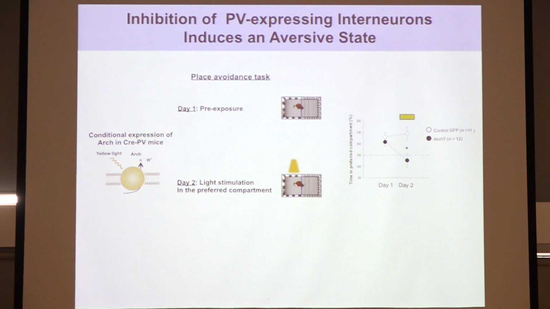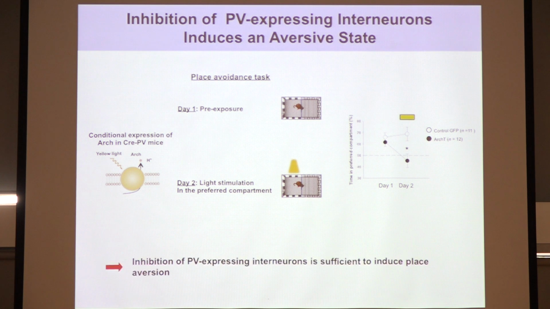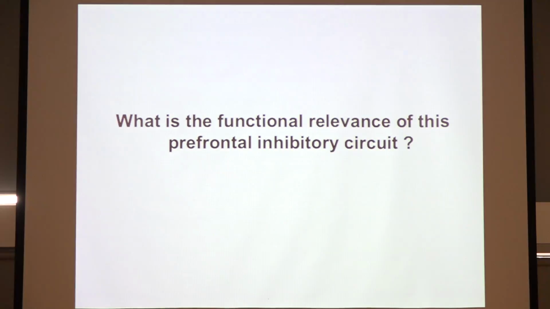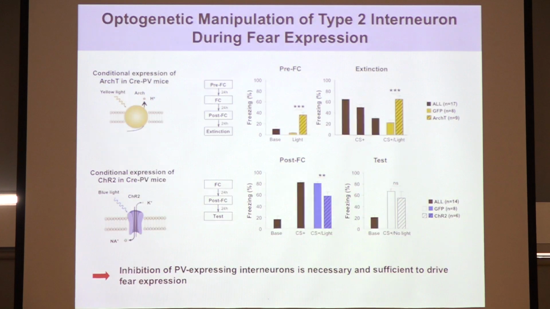And what we observed is that from day 1 to day 2, when you inhibit the PV interneurons during day 2, the animal avoids the compartment in which the PV was stimulated, indicating that the PV inhibition per se does not induce motor alteration, because in this case, the animal was avoiding the compartment. So this rules out the possibility I was mentioning before, that this effect could be due just to motor impairment.